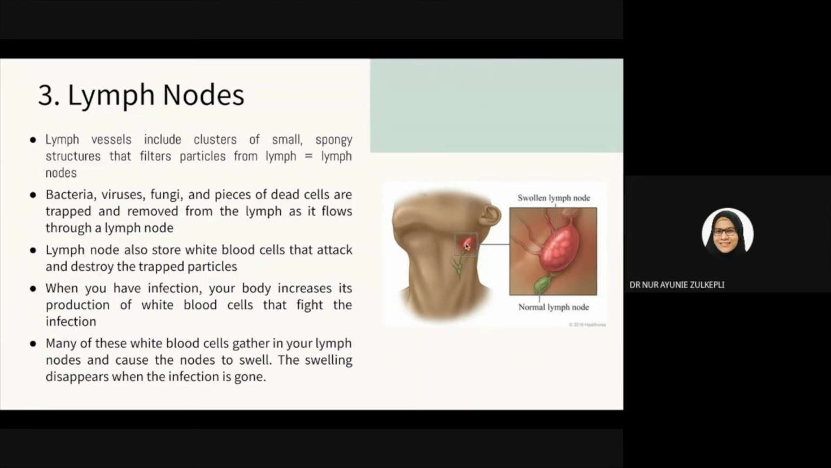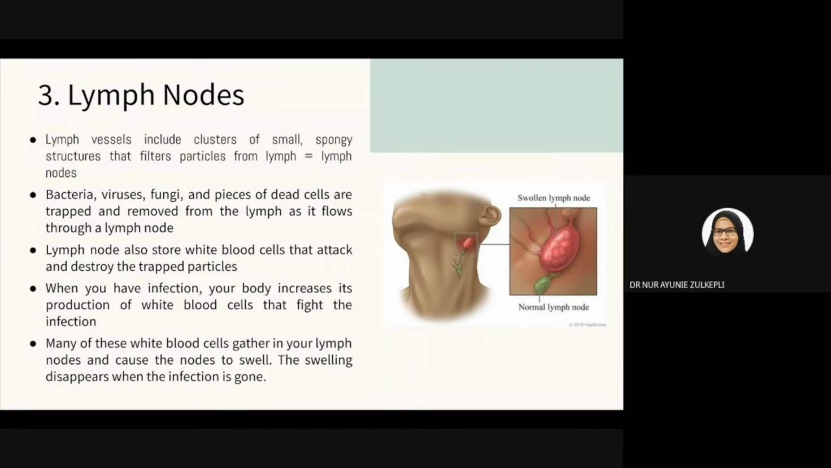And we don't have only one lymph node. We have many, hundreds in our body. So we can feel small lumps in our body. That is a sign of our lymph nodes actually. And when the swelling is too obvious, then you know it is a sign of infection. When you have infection, your body increases its production of white blood cells that fight the infection. Many of these white blood cells gather in your lymph node and cause the node to swell. The swelling will disappear when the infection is gone.